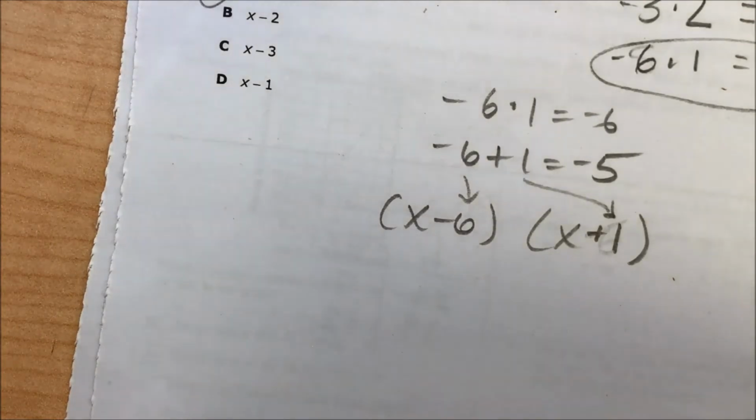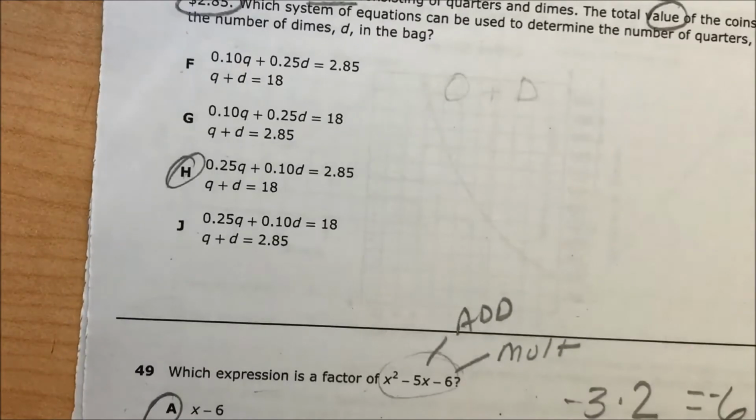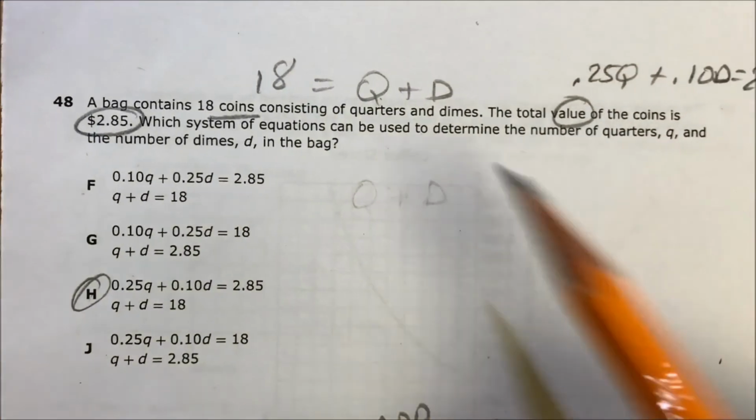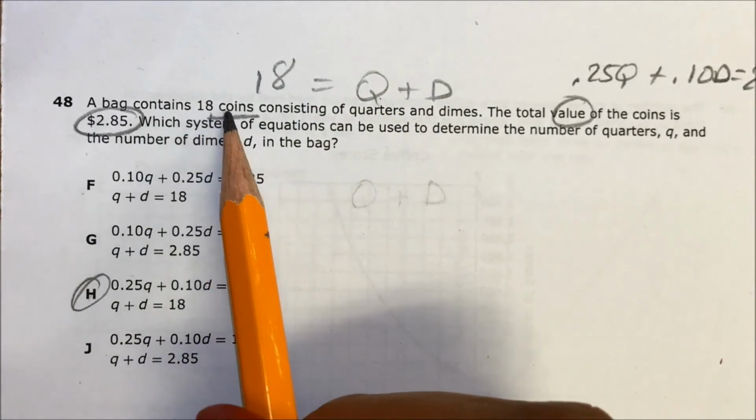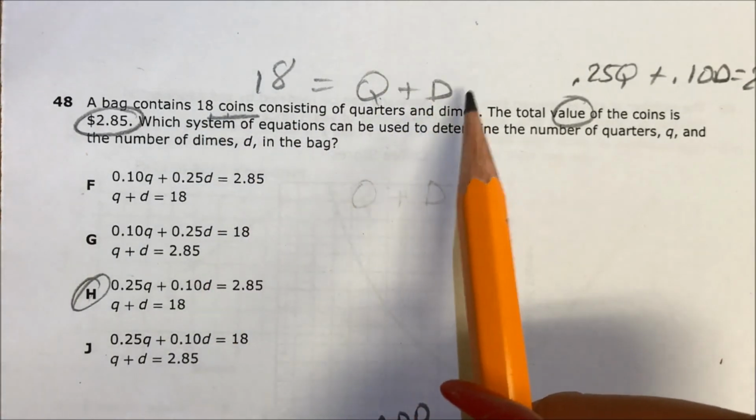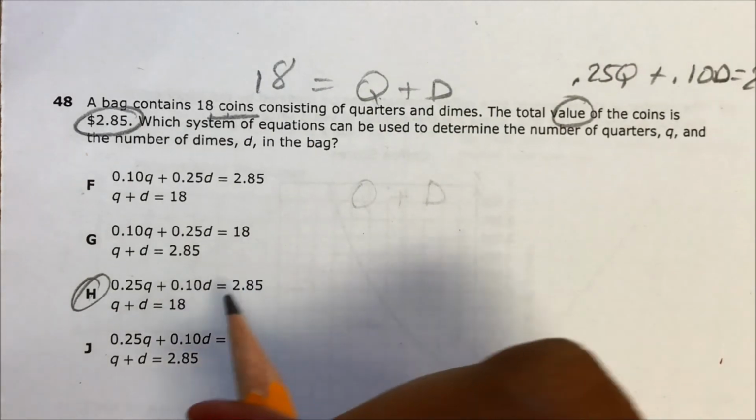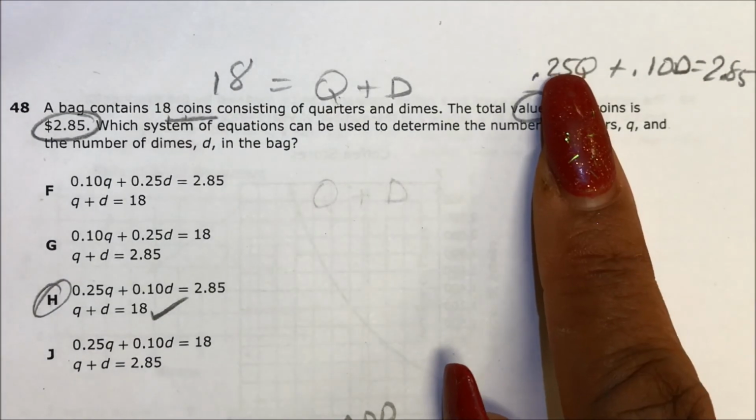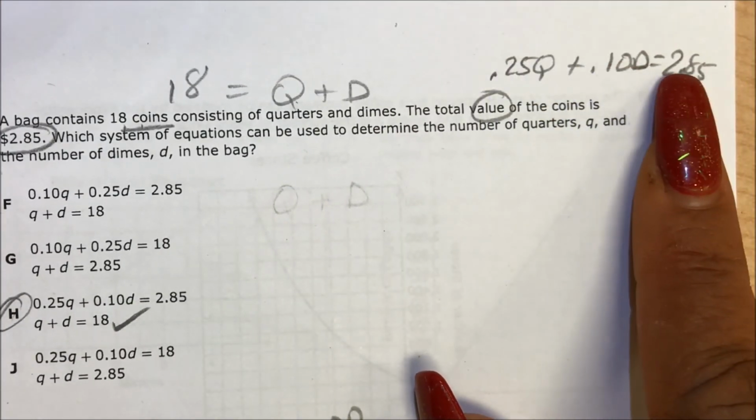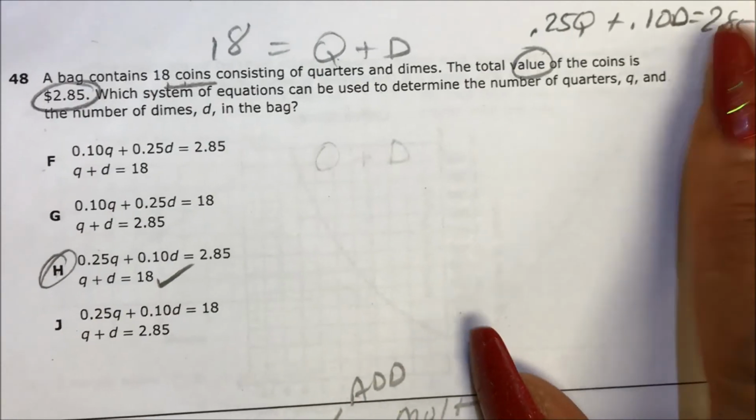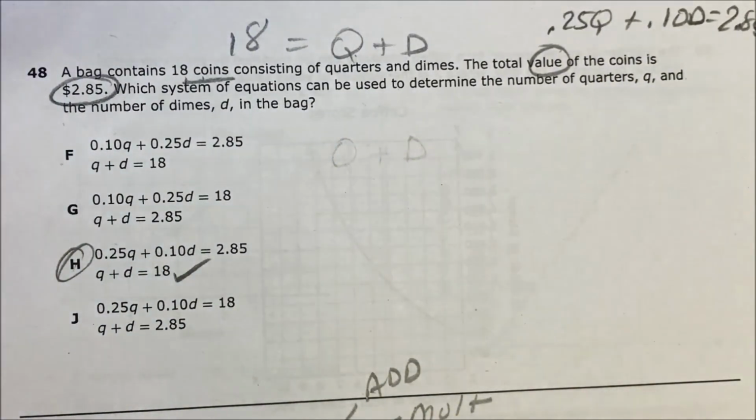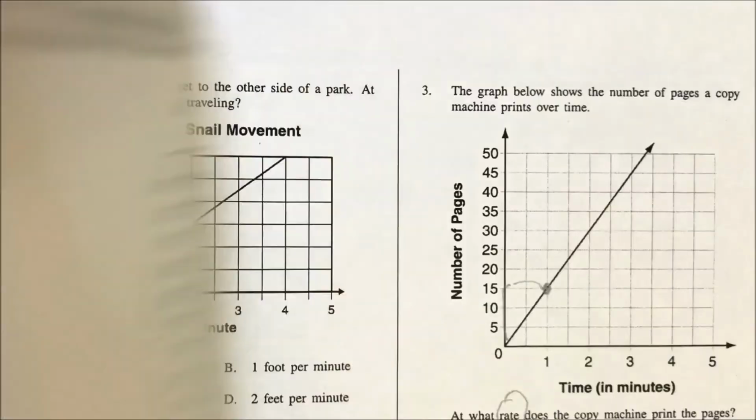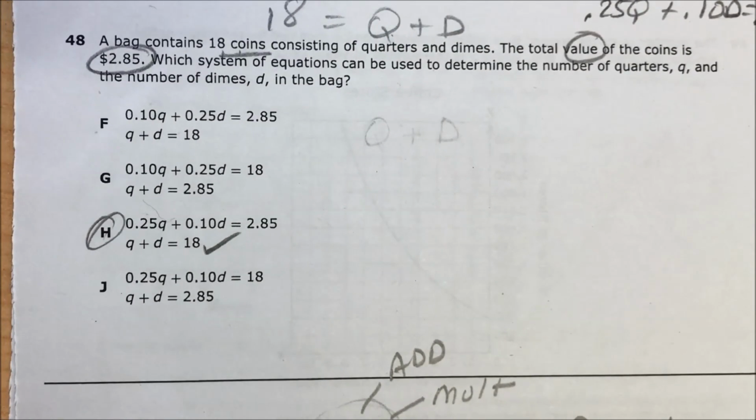On number 48, let's see here. I know that the total number of coins I have would be 18, and I have quarters and dimes. So Q plus D is 18. There we go. Now, it says I have a total of $2.85, so quarters are 25 cents, dimes are 10 cents. I have a total of $2.85, making the answer H. So now I'm going to stop the video and then try to complete the rest of the problems on part 3.